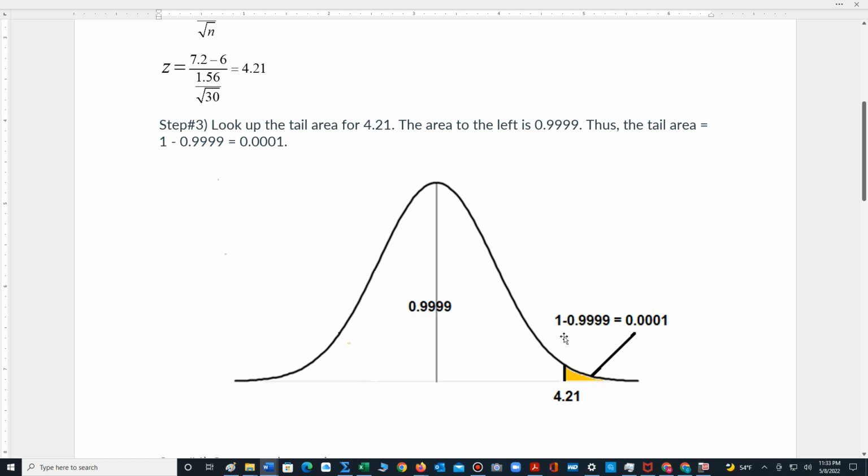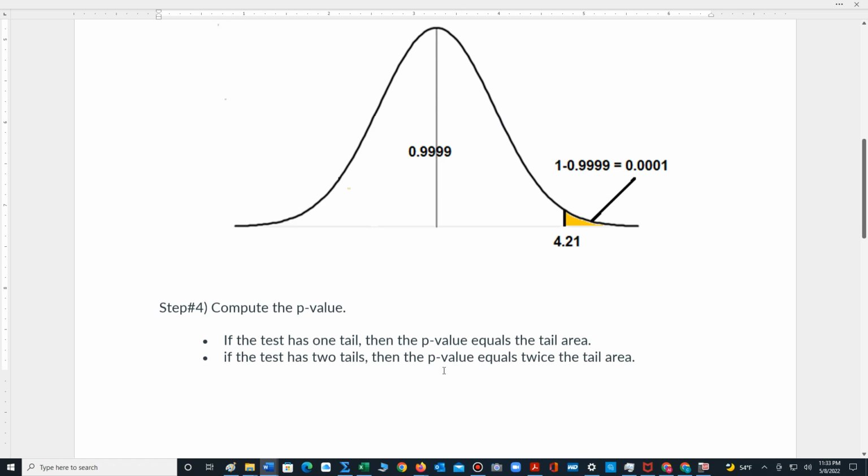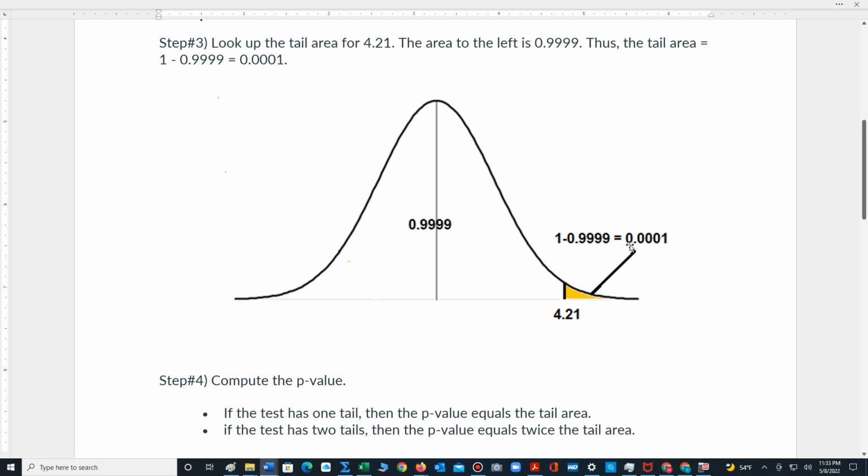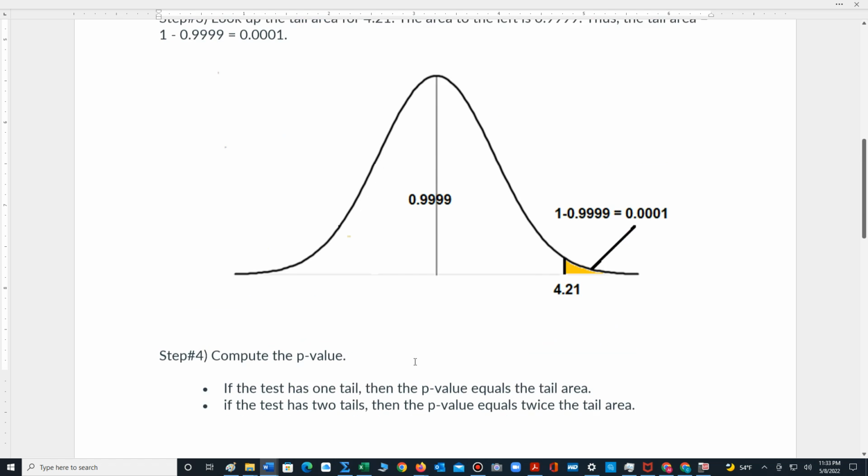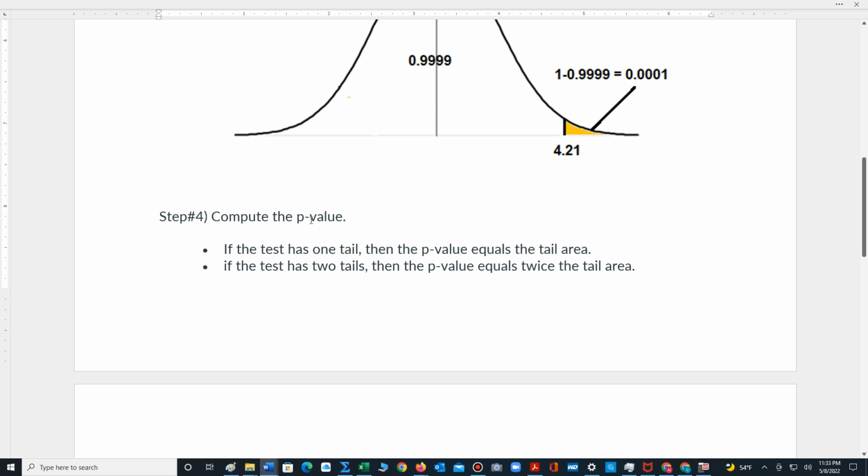We want the area to the right, so 1 minus 0.9999 is 0.0001. Okay, we can use this area to determine the p-value. So we have to compute the p-value. If the test has one tail, the p-value equals the tail area. That's the case in our example. We only have one tail. Thus, our p-value is 0.0001.